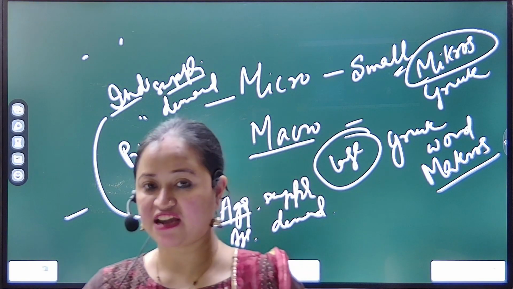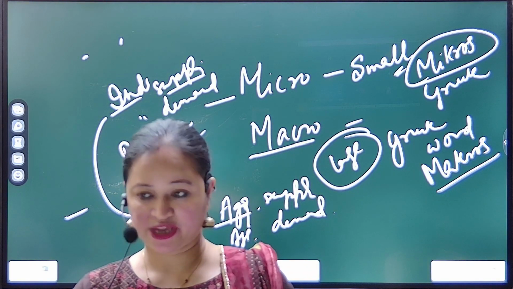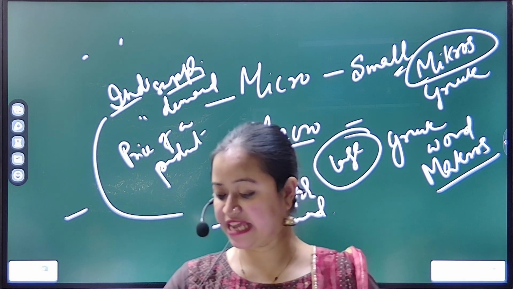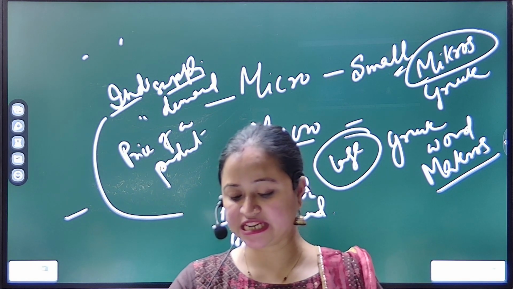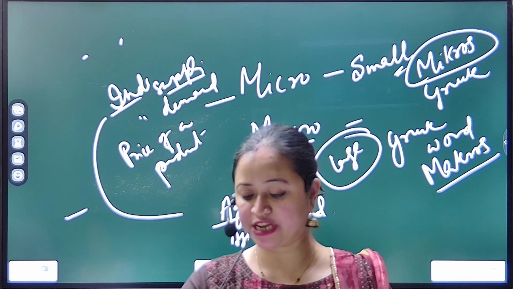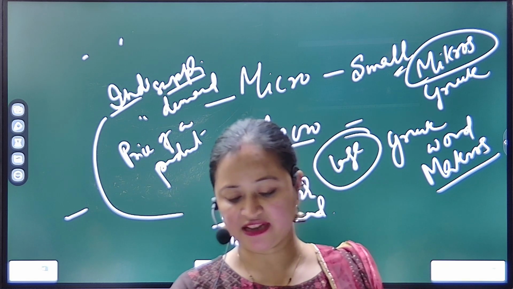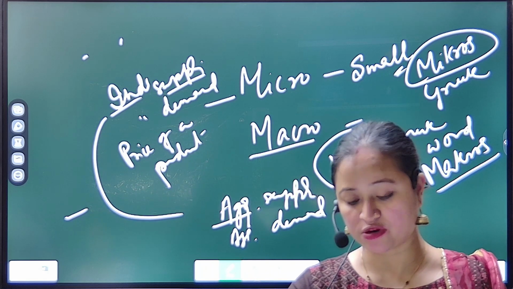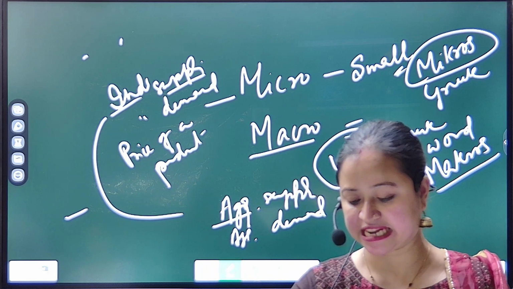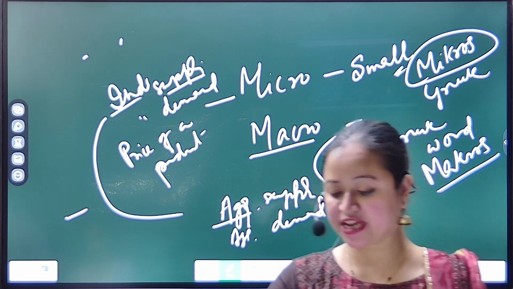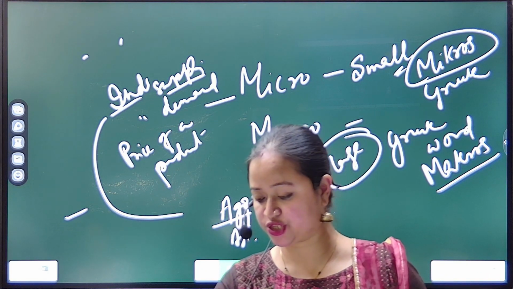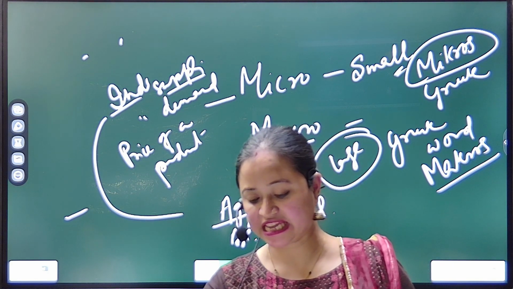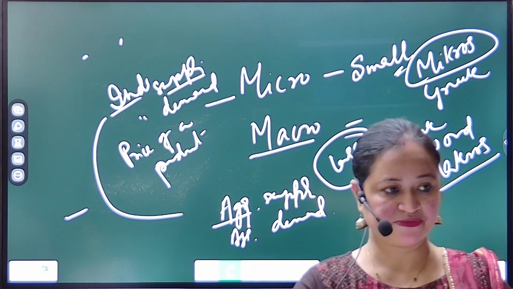Individual units are a consumer, a producer, a firm, or an industry. Marshall developed microeconomics very well. According to Marshall, microeconomics divides the economy into small units or small parts, and each part is studied. It explains how a consumer gets maximum satisfaction, how the producer gets maximum output, and how the firm gets maximum profit, fine?